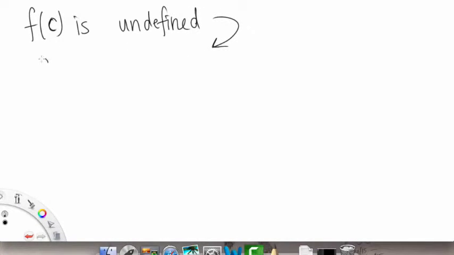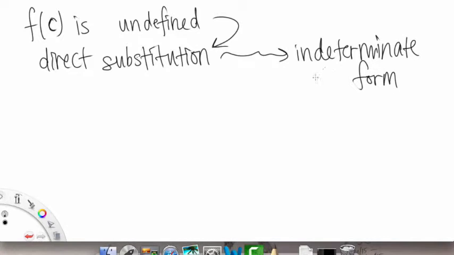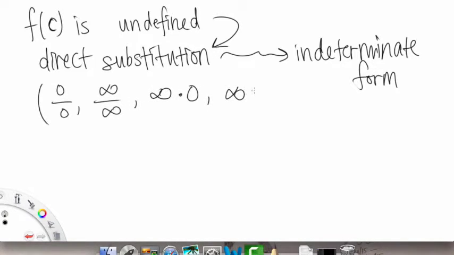This means that direct substitution of c in for our x sometimes leads to what is called an indeterminate form. Examples would be 0 over 0, infinity over infinity, infinity times 0, or infinity minus infinity, and so on. Basically, things dealing with zeros and infinities. Any of these is called an indeterminate form.